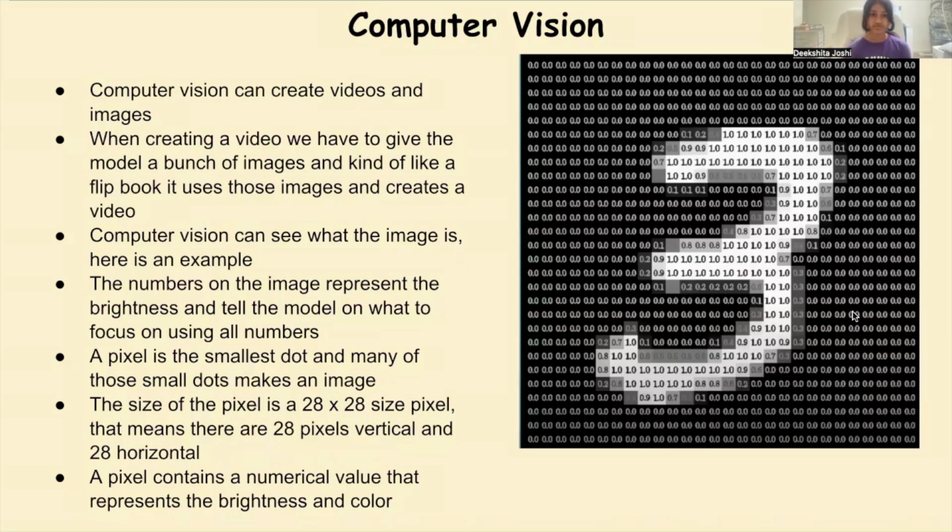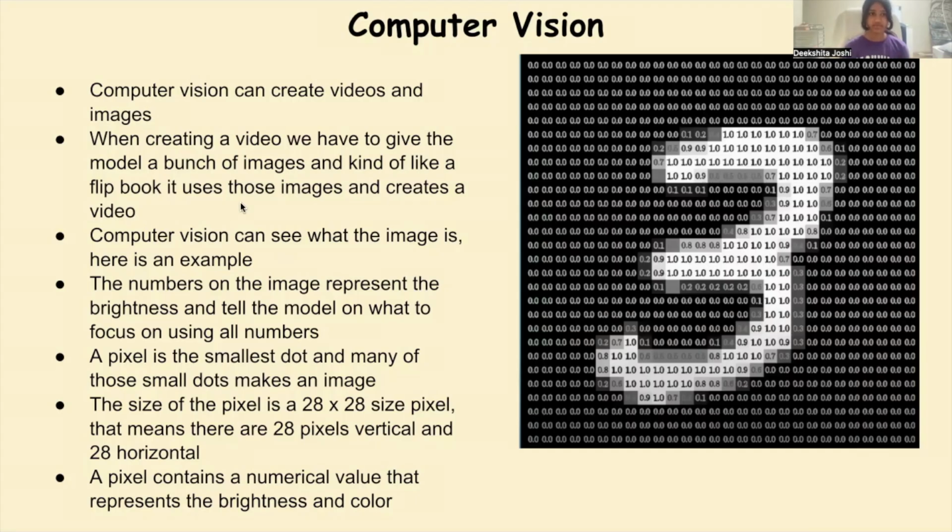Now let's look at computer vision. Computer vision can create videos and images. When creating a video, we have to give the model a bunch of images, and computer vision works like a flip book, like the videos, because you draw stuff on a piece of paper and then you flip it, which makes it look like it's actually happening. Similarly, with computer vision, you feed it images, and with the images, we combine all the images, which creates a video. Computer vision can see what the image is.